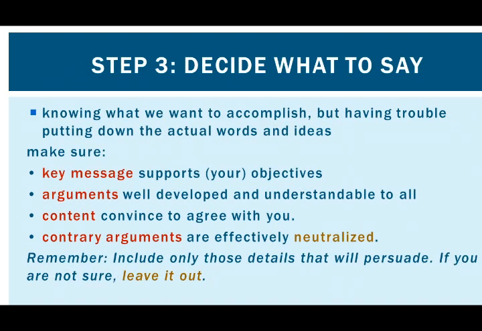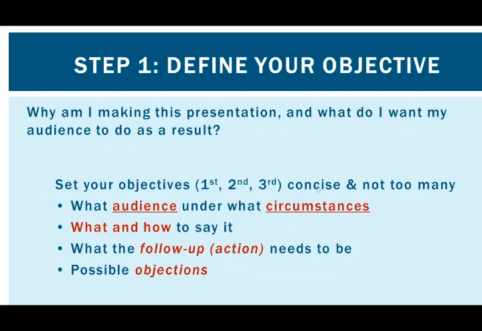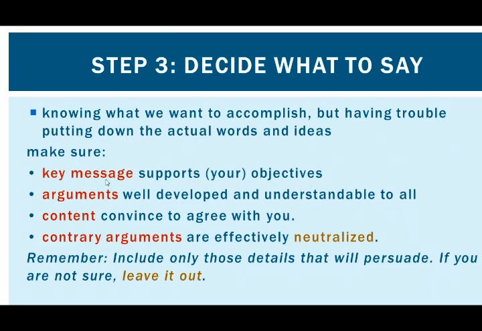Now, the third step is to decide what to say. We have to know what we want to accomplish. Yes, obviously. But sometimes we have trouble putting down the actual words and delivering the ideas. Now, it's better to experiment with this, yes? However, to make sure that you can do this with the content and the delivery, you should make sure that your key message supports your objectives. After you set the objectives, your key messages should directly support them. Try to be on the track, not off the track.